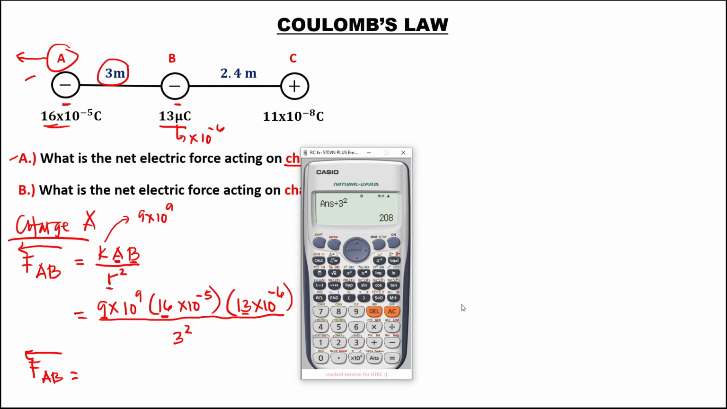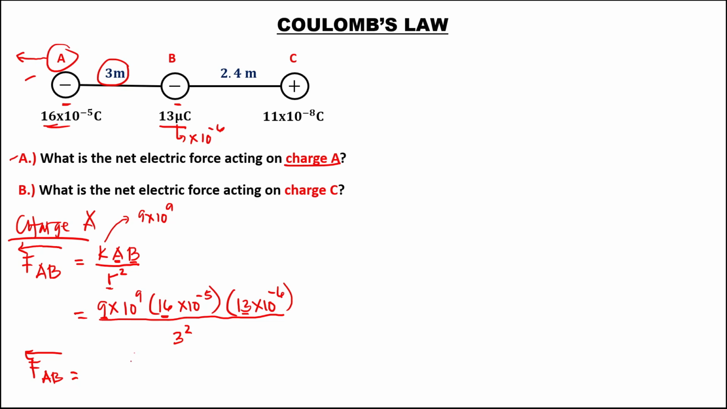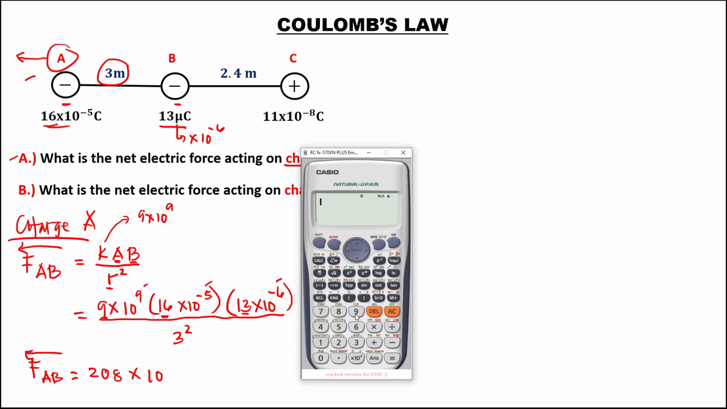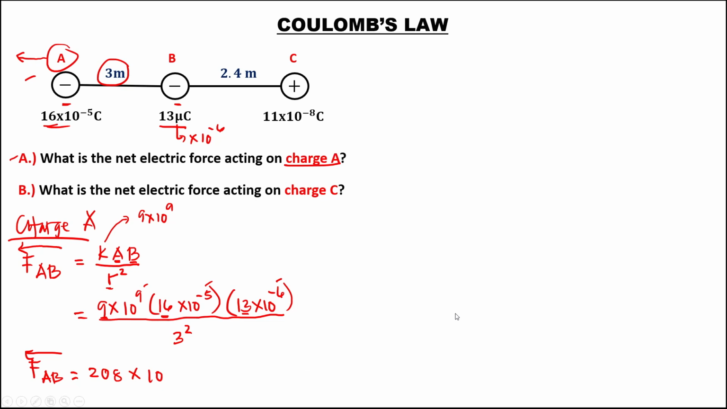So the force is 208, times 10. For the exponent, we just need to add these three exponents: 9, plus the negative 5, plus the negative 6. So the exponent is negative 2. So times 10 to the power negative 2, and the unit is Newton. So this is now the force between A and B.